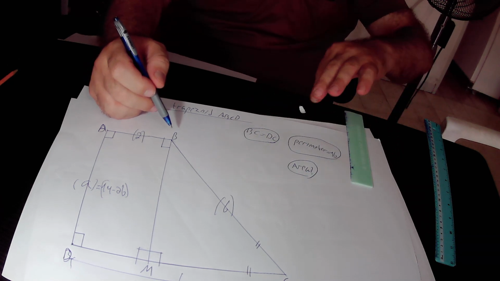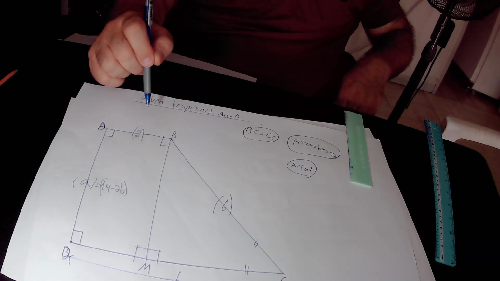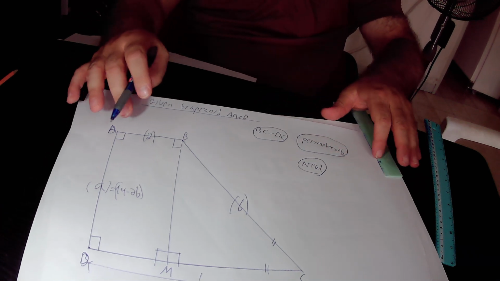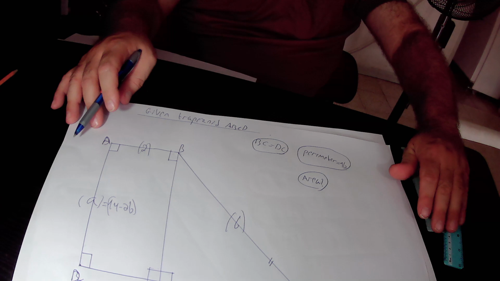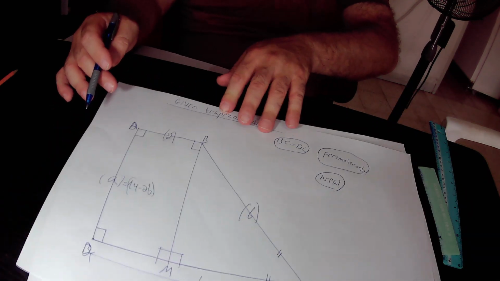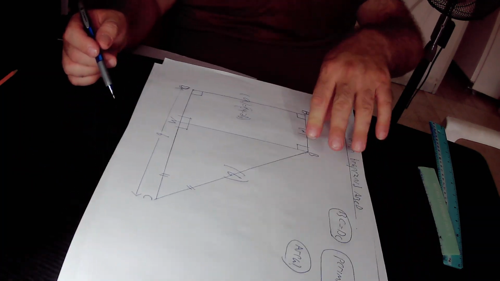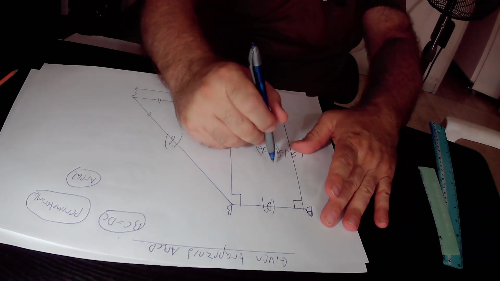So inside quadrilateral ABMD, we have 4 right angles. And according to the rule, any quadrilateral that has 4 right angles must be at least a rectangle, if not a square. So this quadrilateral ABMD is a rectangle because it has 4 right angles.